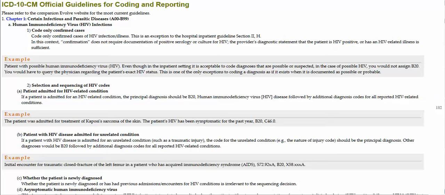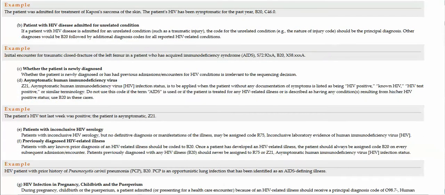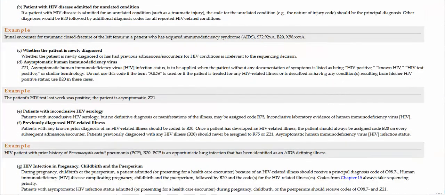So now let's talk about C. Whether a patient is newly diagnosed. So what does that mean? Whether the patient is newly diagnosed or has previous admissions or encounters for HIV is irrelevant to the sequencing decision.